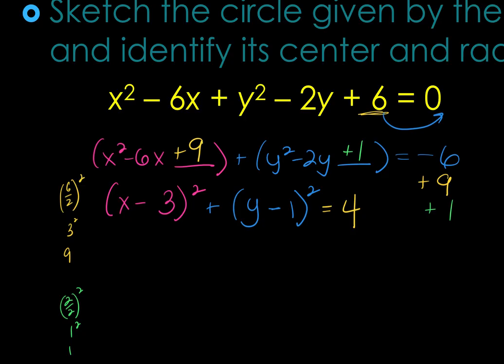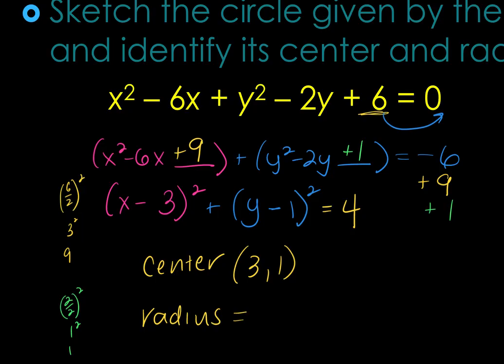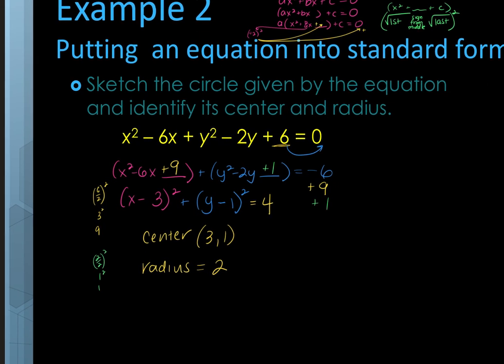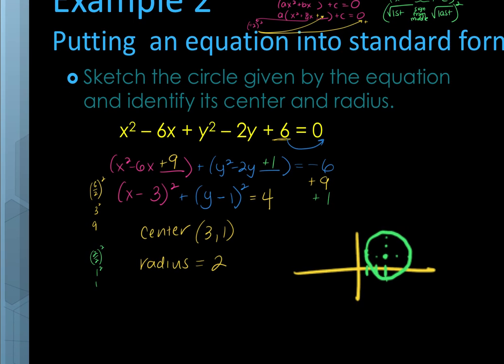So what's the center? Good, 3, 1. And what's the radius? Square root it, right? That's r squared, so 2. If it asks you to graph, I think on the website you're going to graph it, then we just plot the center. So I would go 1, 2, 3, 1. And then my radius is up 2, right 2, down 2, left 2. And I just do the best circle I can do, okay?